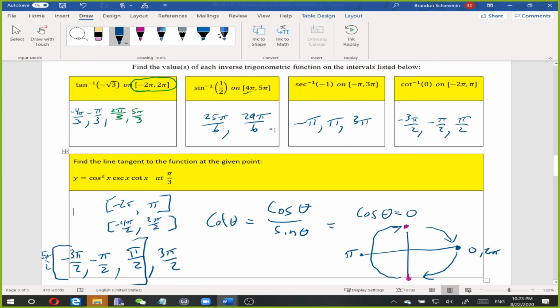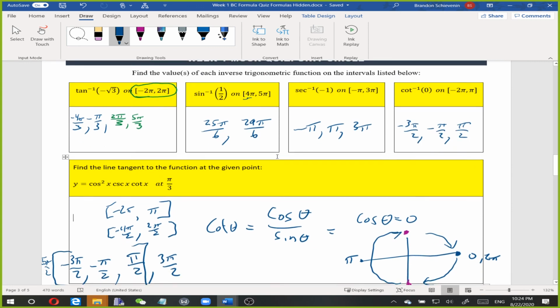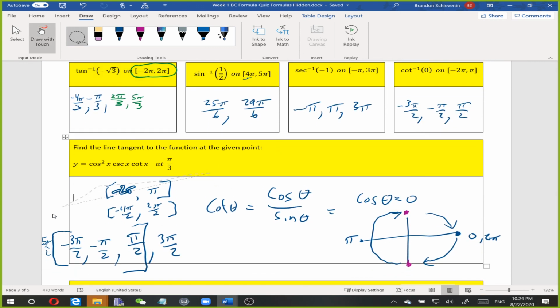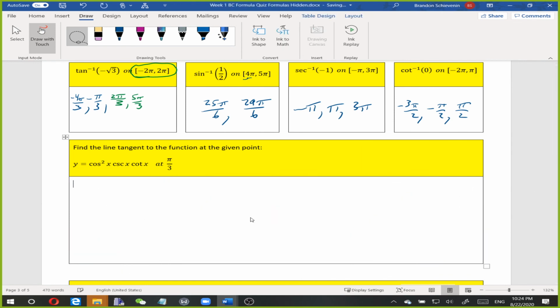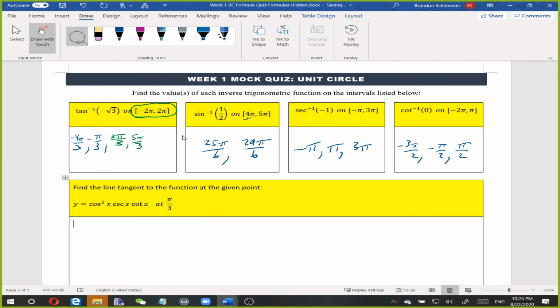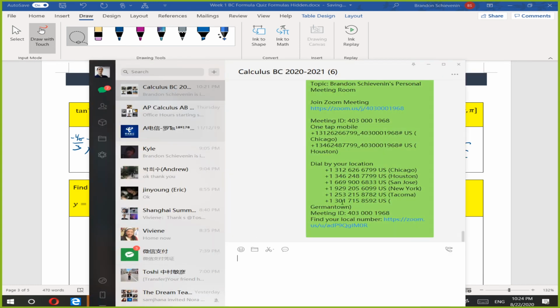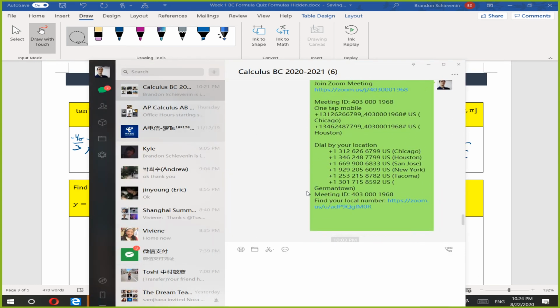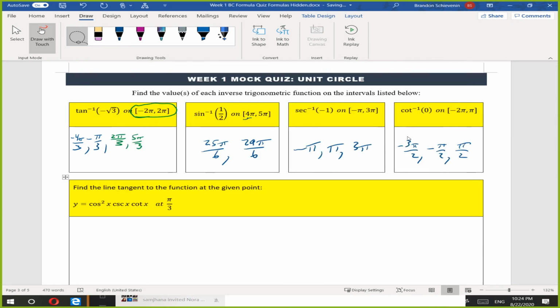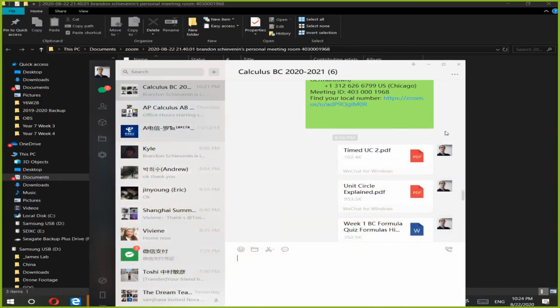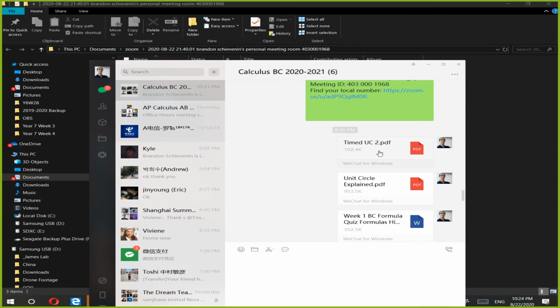Okay, any questions on our unit circle stuff? Okay, so this is the format that I'm going to be using for our unit circle quizzes going forward. I've got an example of a previous year's week 4 quiz that I posted into the chat so you can get an idea for format. But our week 1 quiz will look just like this. Exactly like this with different numbers.